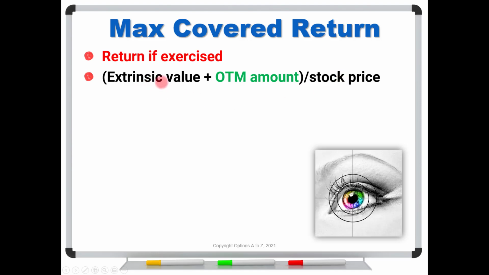The one we just saw was extrinsic value divided by stock price. Now we're just taking the extrinsic value and tacking on the amount that it's out of the money. And that's very simple. It's going to again give you a straight up percentage, the simple return. If you want to annualize it, do it in exactly the same way.